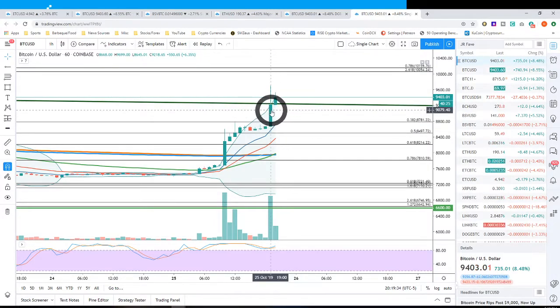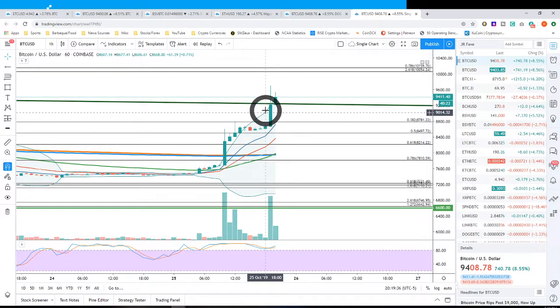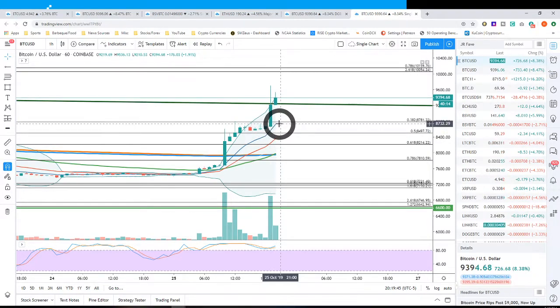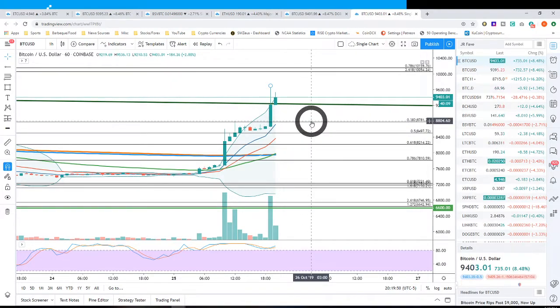This big green stick right here, where my cursor is, that's going to be a big area for bulls going forward. So that's why we're kind of watching this 38.2.